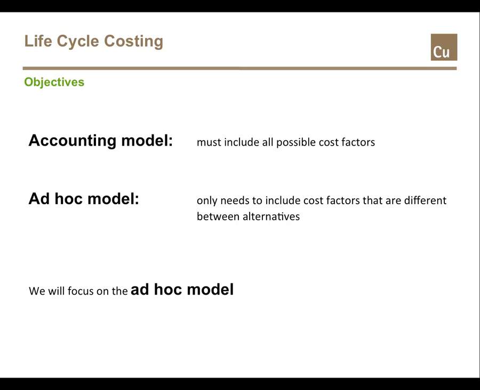Life cycle costing analysis can be undertaken for 2 reasons: to determine accurate financial forecasts for accounting purposes, or to help reach a particular investment decision. Financial forecasting needs an accounting model that includes all possible cost factors that contribute to the total economic impact of the product or project under consideration. But the most common objective in the context of energy efficiency projects is to inform a particular decision. If the objective is to inform an investment decision, all cost factors need not be taken into account. Only the cost factors that are different between the alternatives under consideration need to be included.